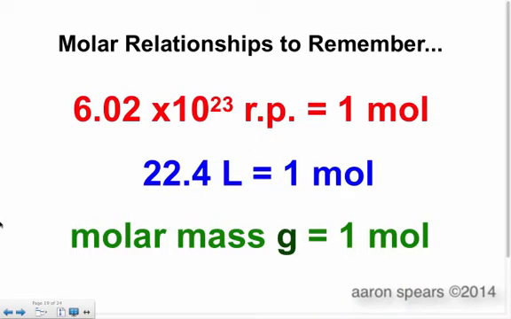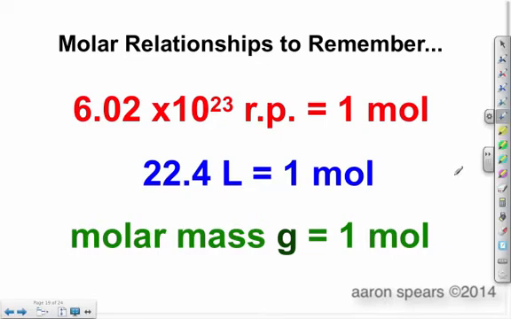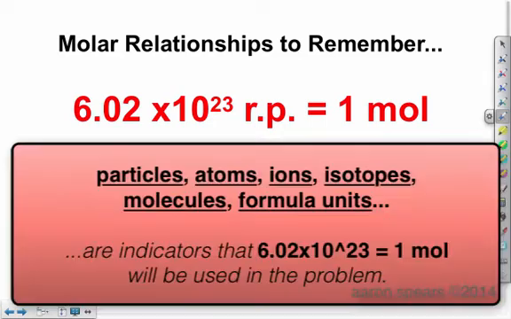But in order to make those calculations, we've got to remember three very important relationships. First, let's start with Avogadro's number. As you're reading these word problems, if you see anything that has to do with a represented particle, whether it be an atom or an ion or a formula unit, these are a dead giveaway that you are going to have to use Avogadro's number and this relationship: Avogadro's number is equal to 1 mole in your problem.